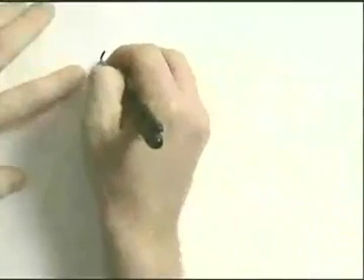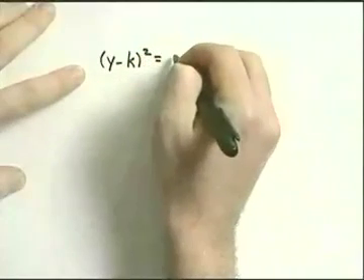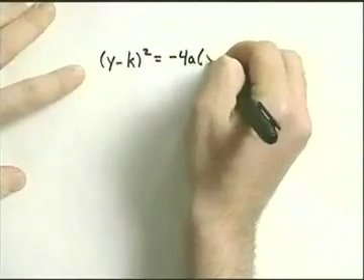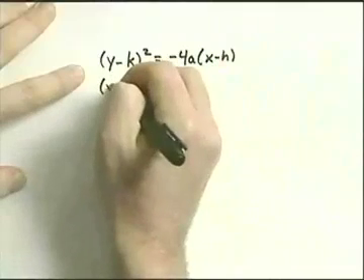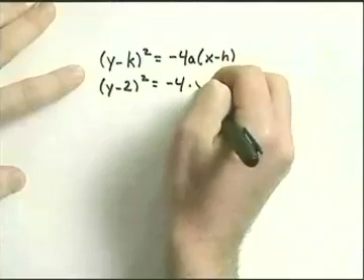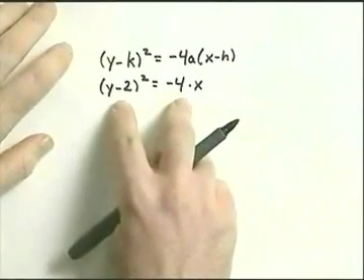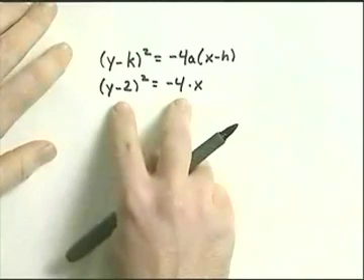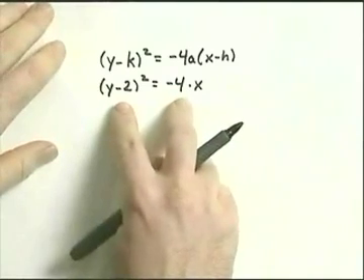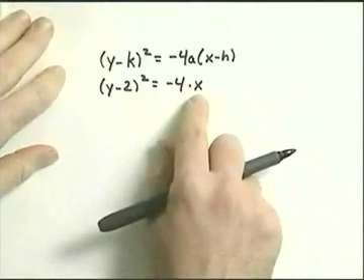To do this is going to require a separate sheet of paper. What I'm going to do is first I'll write down the equation to remind you. It's of the form y minus k squared equals negative 4a times x minus h. We have y minus 2 squared is negative 4 times x, because a was equal to 1. So what we're going to do is choose points above and below the focus. Points above and below the focus are going to lie on the line x equals negative 1.